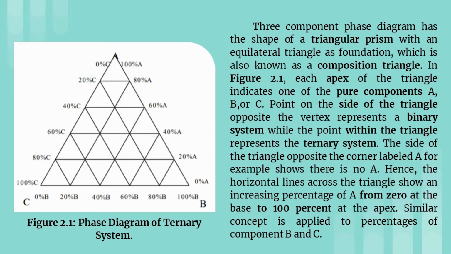The side of the triangle opposite the corner labeled A, for example, shows there is no A. Hence, the horizontal line across the triangle shows an increasing percentage of A from 0 at the base to 100% at the apex. A similar concept is applied to the percentages of components B and C.